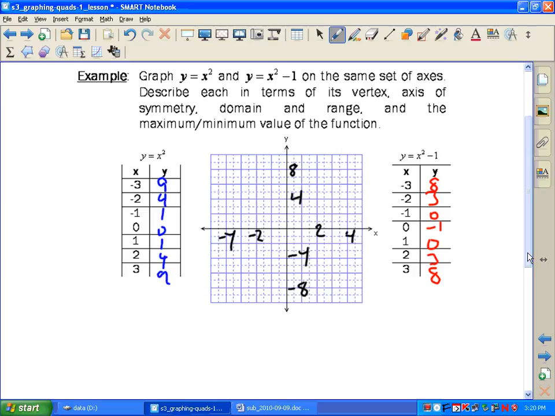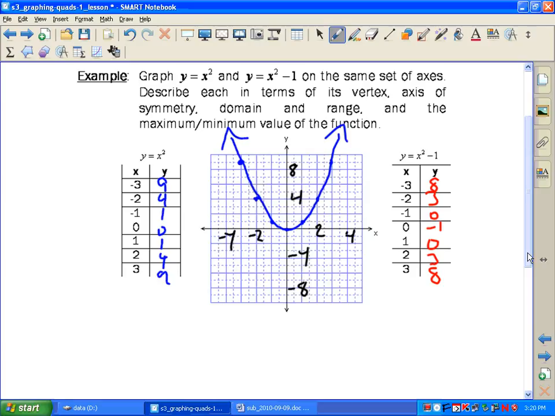Negative 3, 9 would be right here. Negative 2, 4. Negative 1, 1. 0, 0. 1, 1. 2, 4. 3, 9. So that's y equals x squared. Now we'll do y equals x squared minus 1.